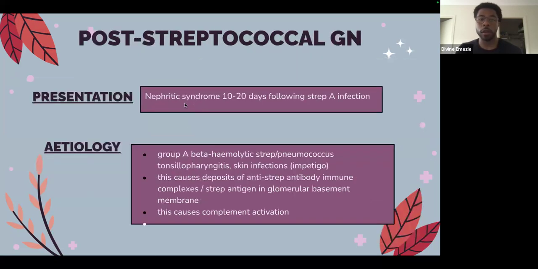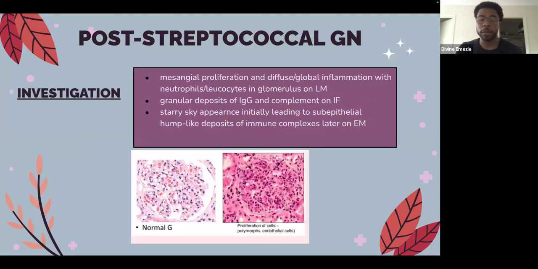Post-strep GN, as it says, is following strep A infection. The idea here is that we now want to think about what is the connotation of strep A infection, let's say. So we're thinking of anything to do with a pharyngitis, a skin infection, those sorts of things. And the idea here is that it's because of immune complexes. Again, so granular deposits of IgG, starry sky appearance, hump-like deposits of immune complexes. These are the things to do with post-strep GN.